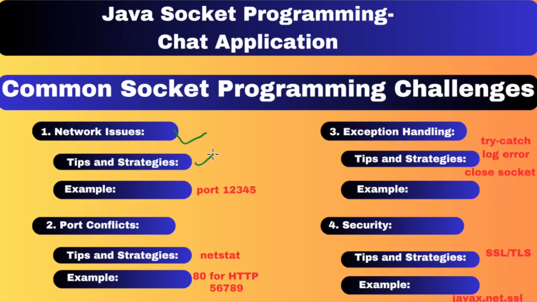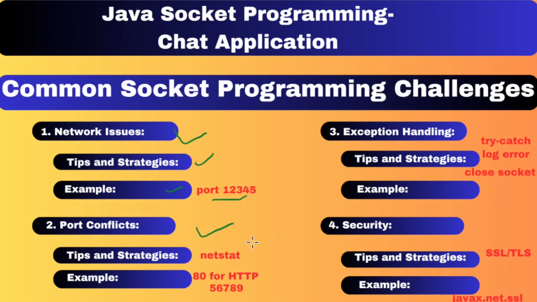Tips and strategies: check network connectivity and ensure both client and server are on the same network. Verify firewall settings to allow traffic on the specified port. Use tools like ping or telnet to test network reachability. Example, if your server is behind a firewall, make sure to open the specific port you are using for socket communication. Example, port 12345. Next one is port conflicts.